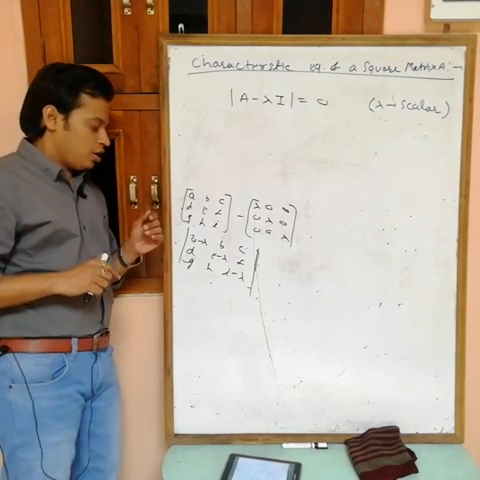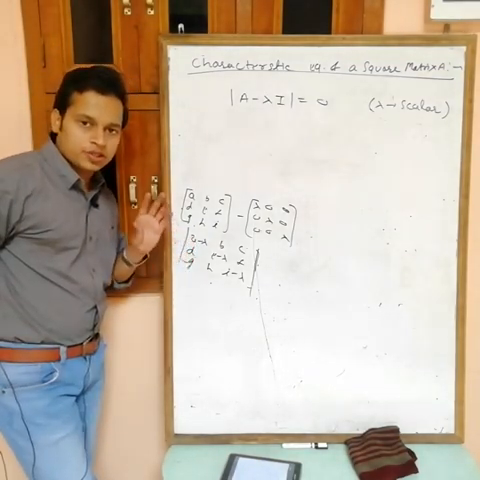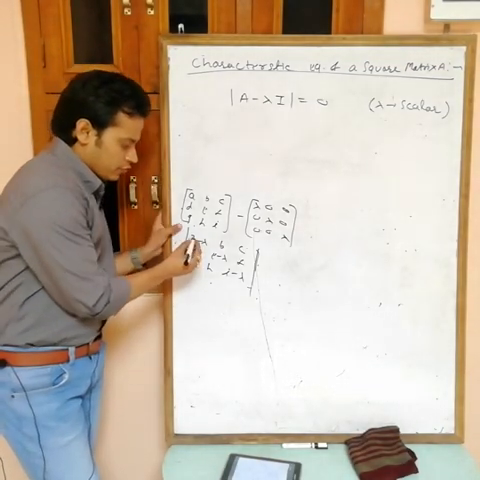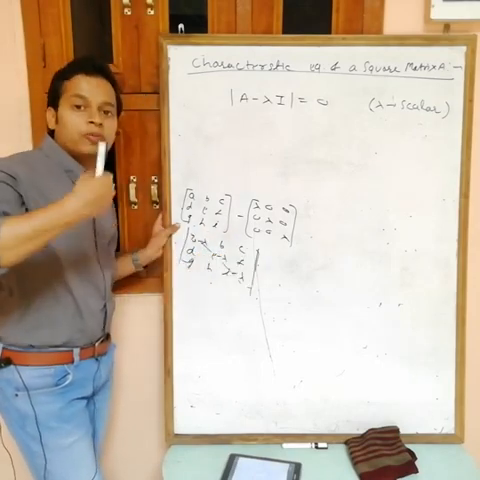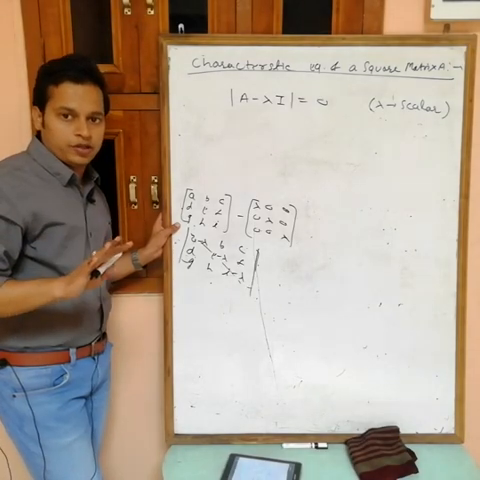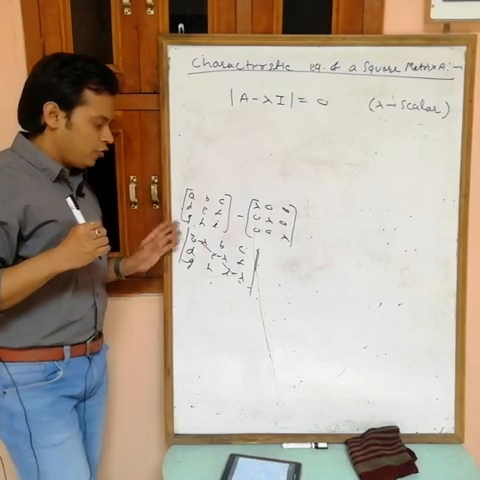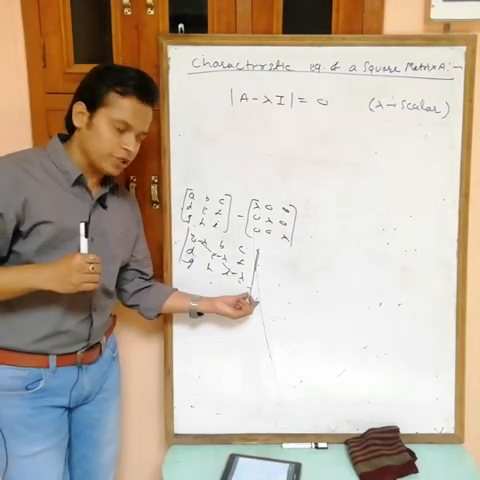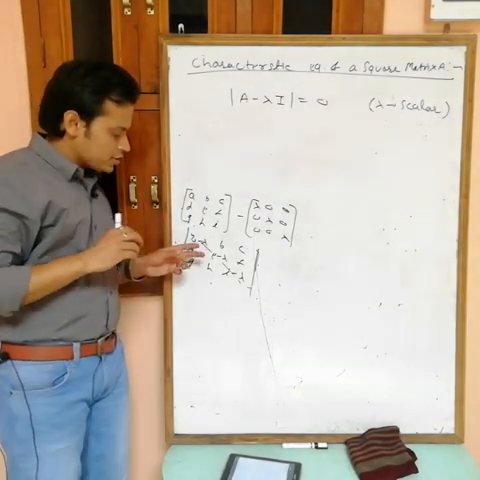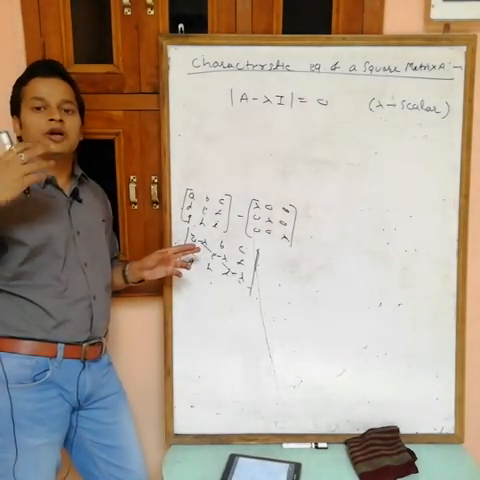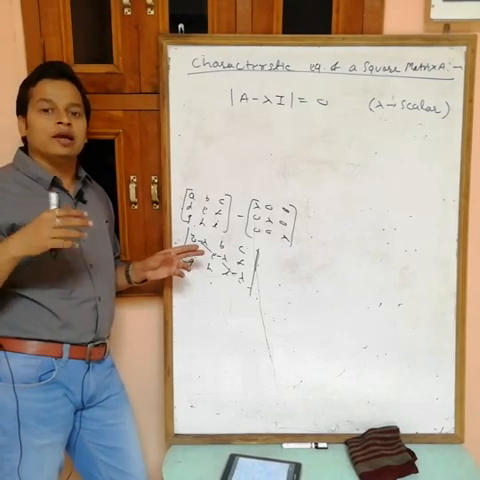Now obviously if you expand this, the highest power of lambda is 3, because in one term you will get lambda into lambda into lambda, lambda power 3. Actually the highest power of lambda is equal to the order of the matrix. If you have a 4 by 4 matrix, then we have a fourth element also. So if you have a 3 by 3 matrix, the highest power is lambda power 3. If you have 4 by 4, lambda power 4. If you have n by n, then lambda power n.